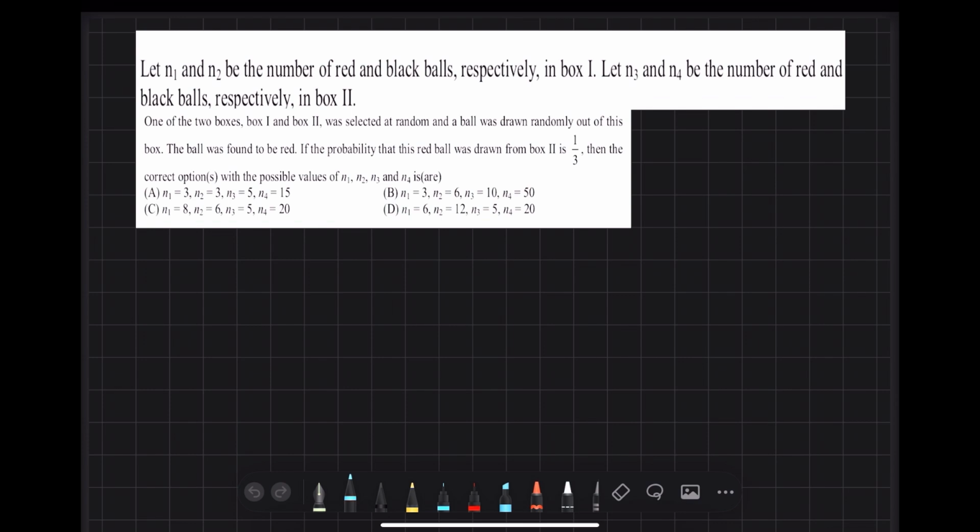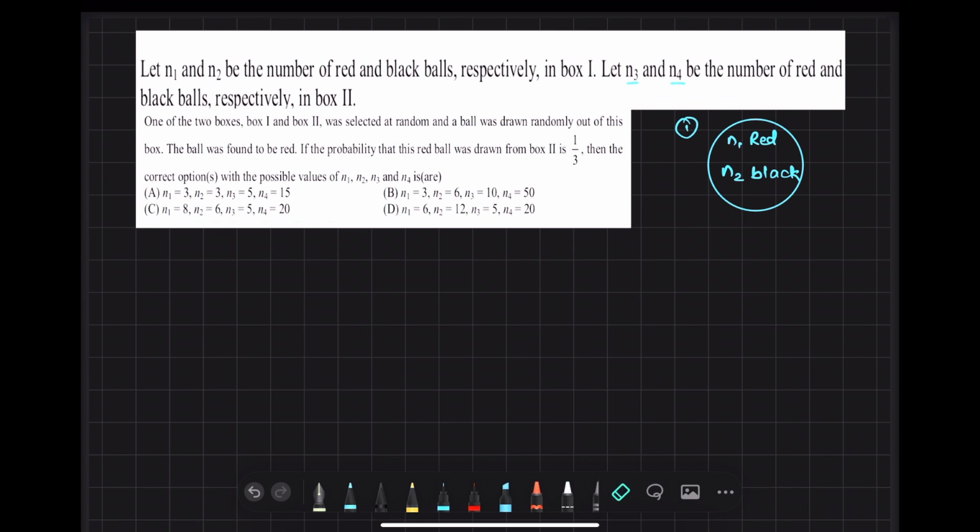So, we got a wholesome new problem which says: let n1 and n2 be the number of red and black balls. Suppose that there is a bag in which we have n1 red balls and n2 black balls respectively in box 1. Okay, this is box 1. Let n3 and n4 be the number of red and black balls in box 2.